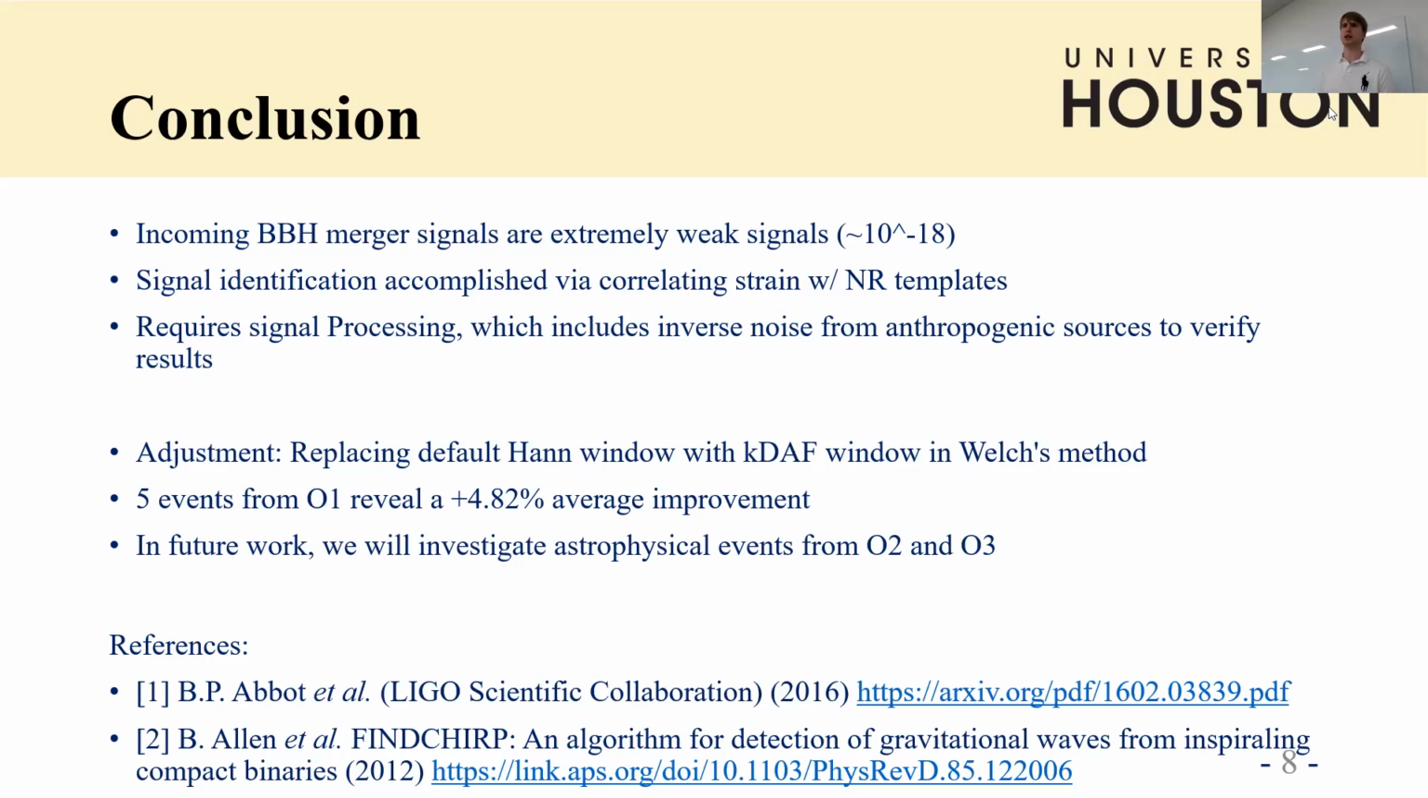So the only adjustment that we made to the PyCBC analysis is replacing the Hann window with the kDAF window in Welch's method. And then we looked at five events from the first observing run, and we noticed a 4.8% improvement, which seems small, but in the context of the sensitivity of the measurement, we believe that this is a potentially significant improvement in one's ability to observe and confirm these astrophysical events. But obviously more research needs to be done to corroborate this claim. So I think that's the end.